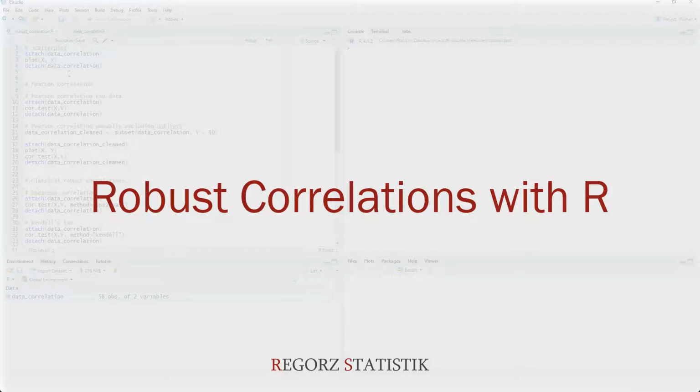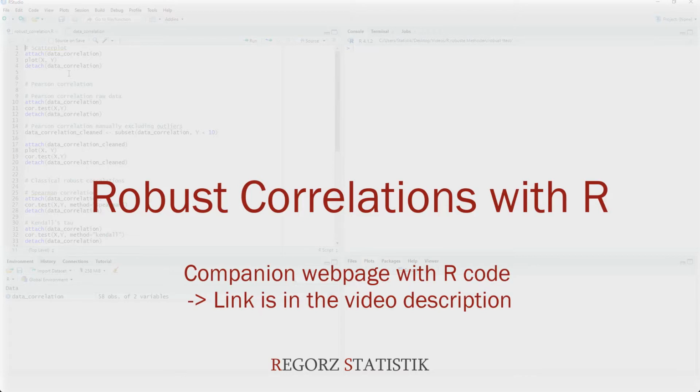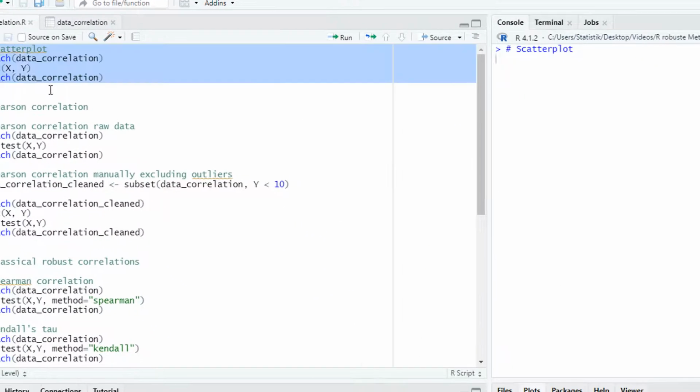Hi, welcome to this tutorial about robust correlation with R. It is well known that the Pearson correlation is not robust when it comes to outliers. And in this tutorial I will show you four alternatives to the Pearson correlation and how you can use them in R. First, let's look at the data.